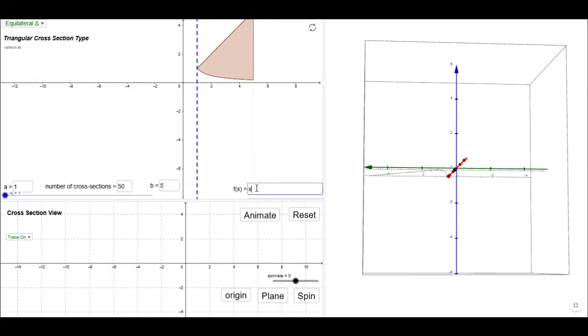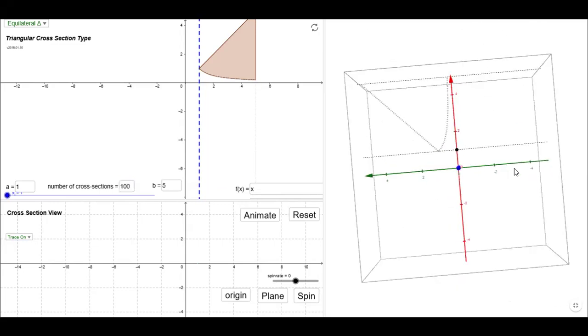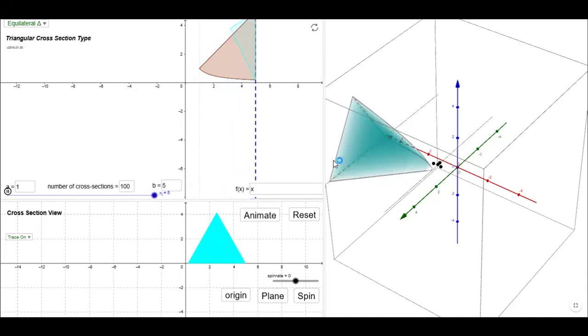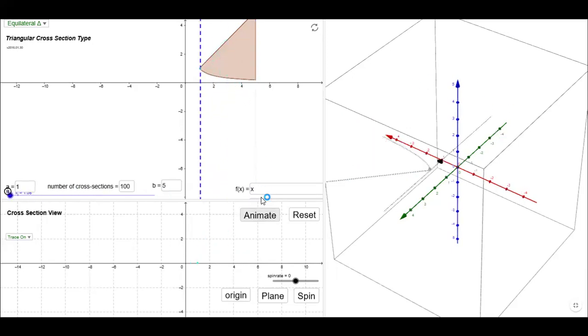The curve f of x is x, and your bounds you can set from 1 to 5. Number of cross sections is 50. You can make it 100 even. Let's see. Here is a 3D animation for you. Okay, right. So let me animate it. You can watch how it is being done. So the triangle we are just making throughout, and it forms a volume, right? And here you notice. Don't look at the 3D now.